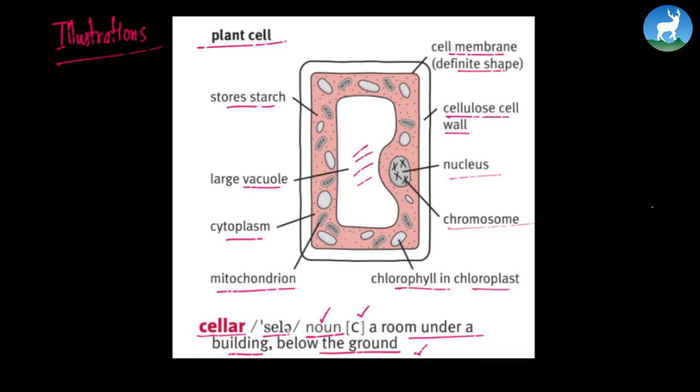Go to the P section, then go to the L section, P-L-A-N-T. Try finding the word in alphabetical order. Find the word plant cell, find its pronunciation, find out about its form, and find out if you can see any kind of illustration there. Also check to see if there are some examples.